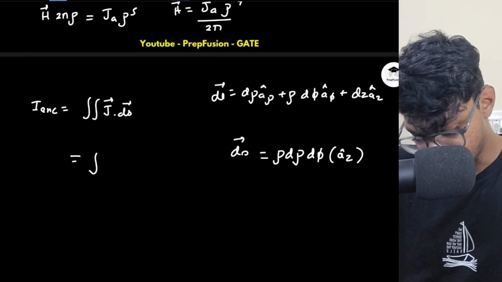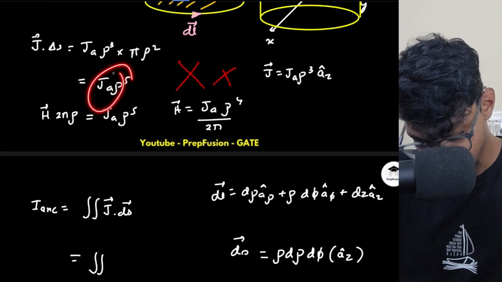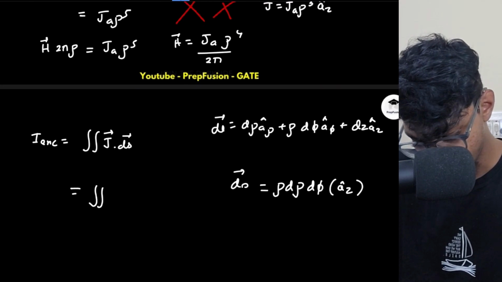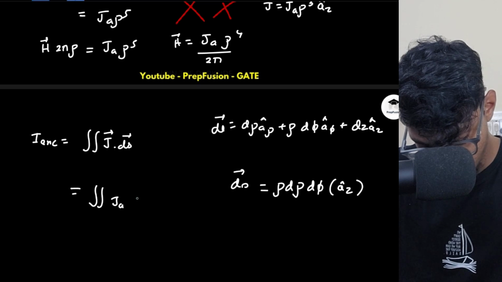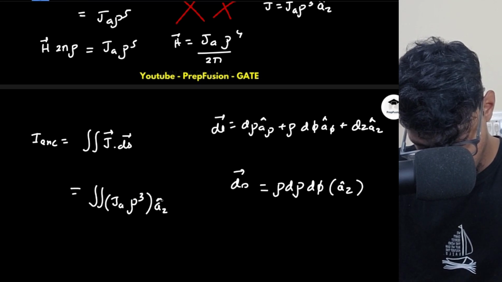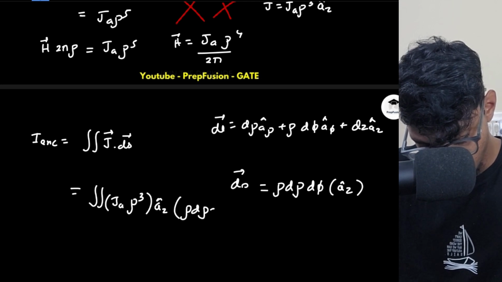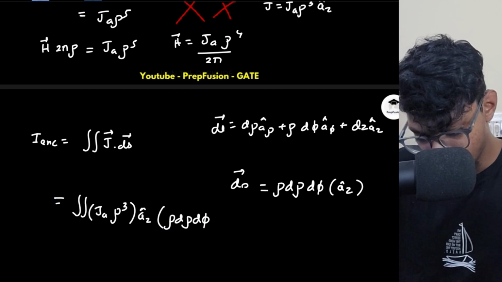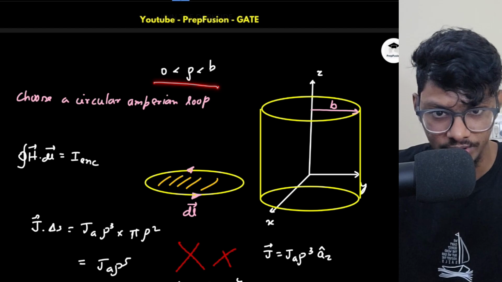So it will be simply the integration of J. How much is J? J is a function of rho, right? Where have they given it? J is J a rho cube az cap, and ds is rho d rho d phi. And how is my rho varying? My assumption will be that rho exists from 0 to b.